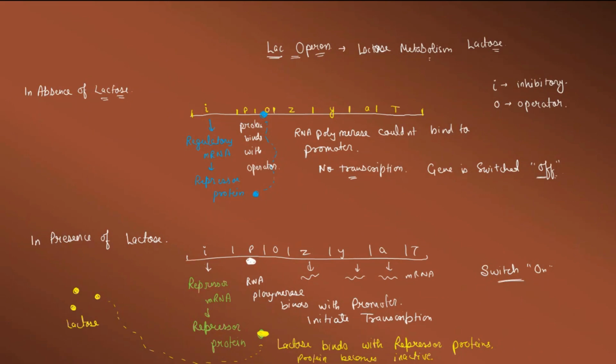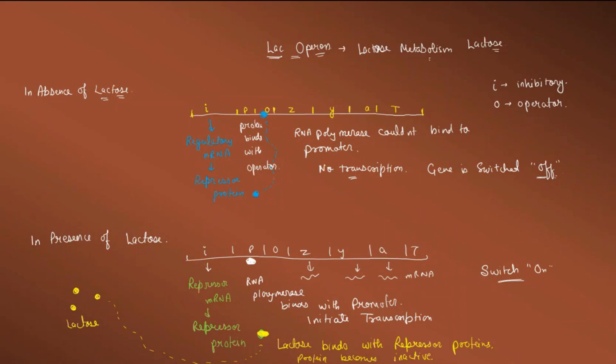Again, the repressor protein will be formed by your gene I, but this time the repressor protein will be joined with lactose, and that will make the protein inactive. Okay, so now RNA polymerase gets a chance to bind with the promoter, and then transcription will take place as usual. All the genes Z, Y, A will synthesize their respective enzymes.